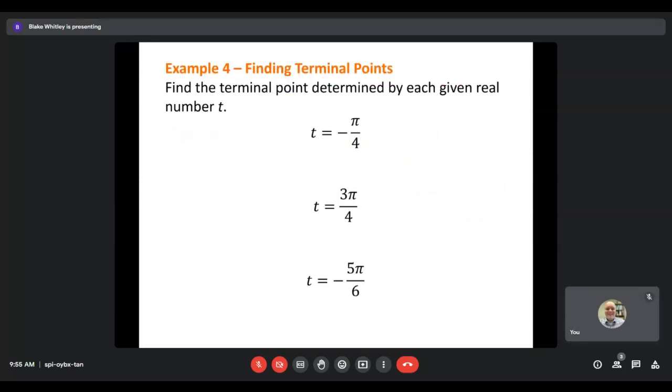All right, so we want to find the terminal point determined by each of these t values again. So the first one we're looking at is negative pi over 4. So again, I'm going to sketch this. Now, because it's negative, we know we're going to go clockwise. Pi over 4 now is like 45 degrees, right? So we're only going halfway in between where 0 and 90 would be. We're going to be halfway into this quadrant right here.